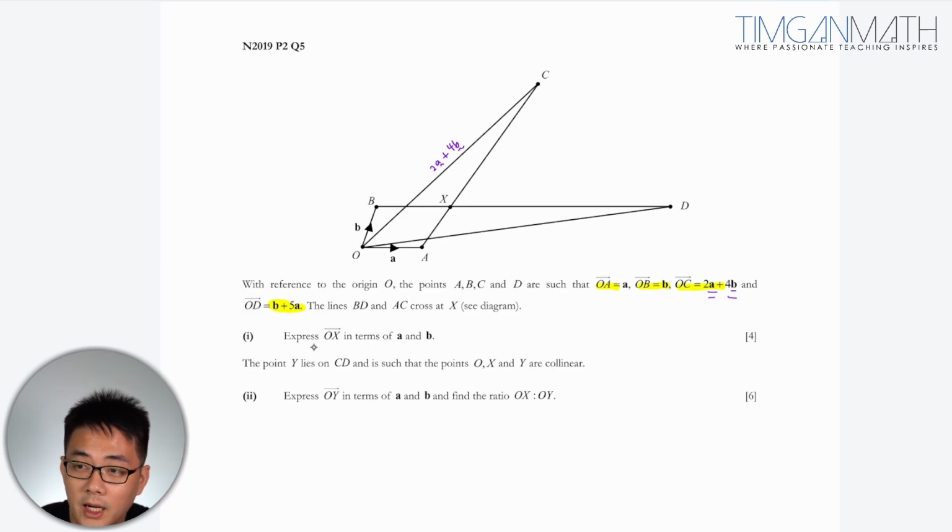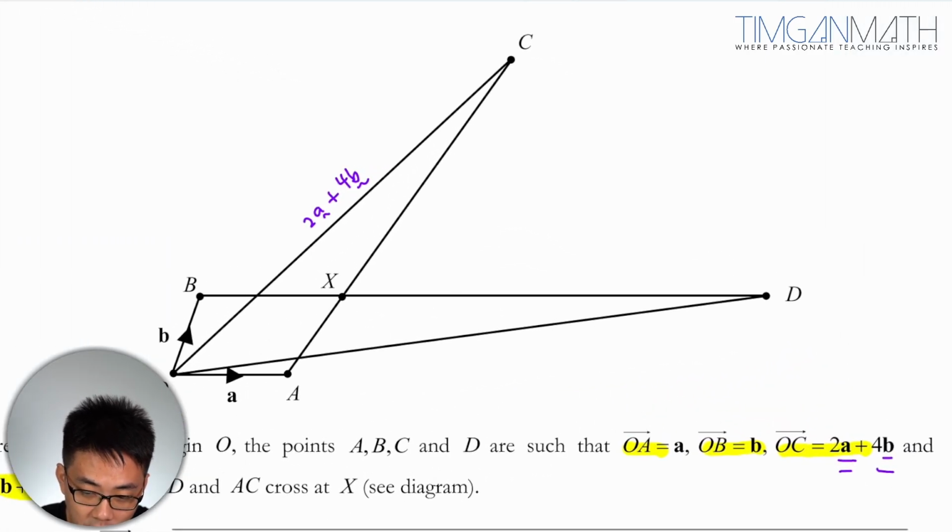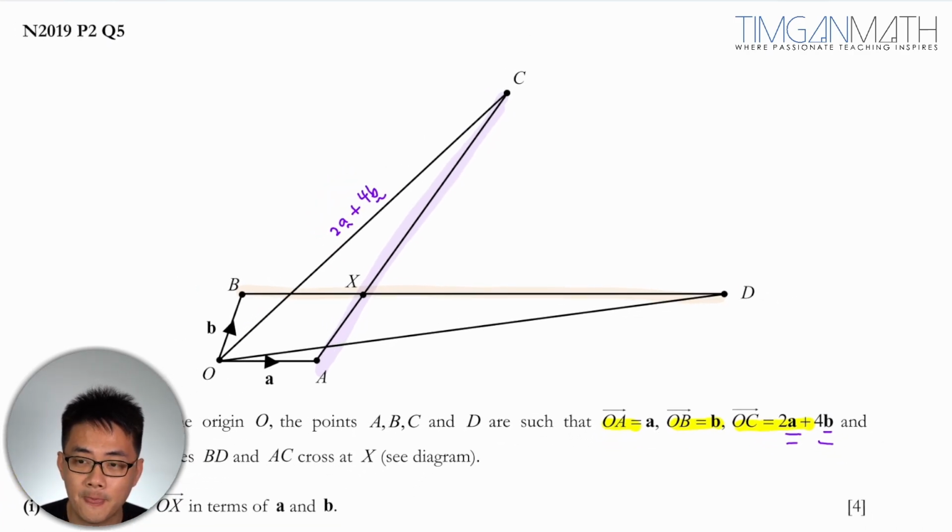Now, express OX in terms of A and B. I think we've done this many times in class before. To do this is pretty simple. What you need to do is find this line equation here, and then find this line equation here, and you just find the intersect. Because A and B are non-parallel vectors and they are on the same plane, which is this paper here, everything here can be expressed in terms of A and B, a mixture of A and B.